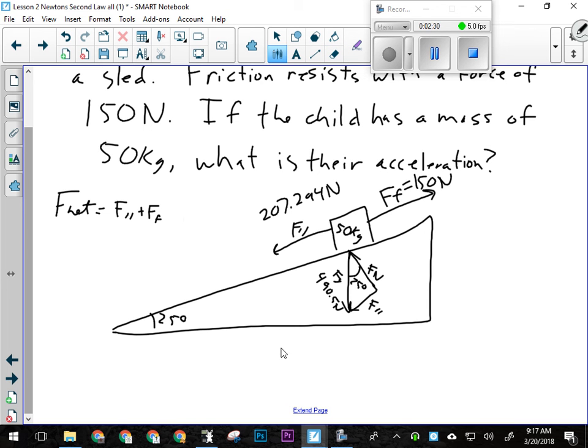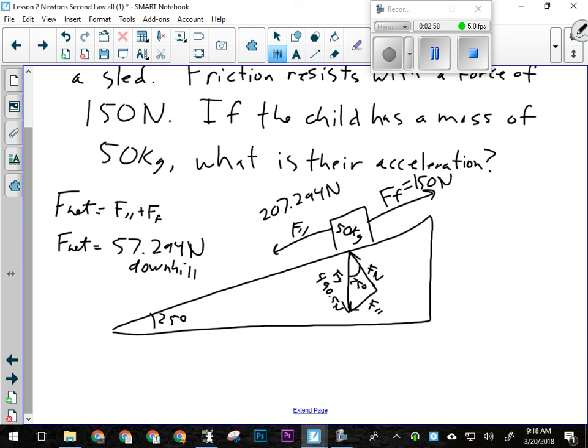So now F net is F parallel plus the force of friction. And I have both F parallel and the force of friction. So my net force is going to be 57.294 newtons down the ramp. Or down the hill. I guess not a ramp, it's a hill in this case. Downhill. All right, everybody with me there?